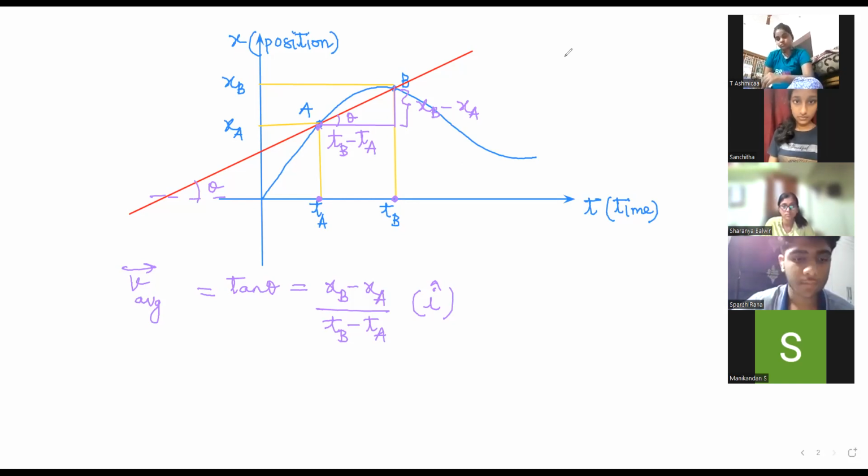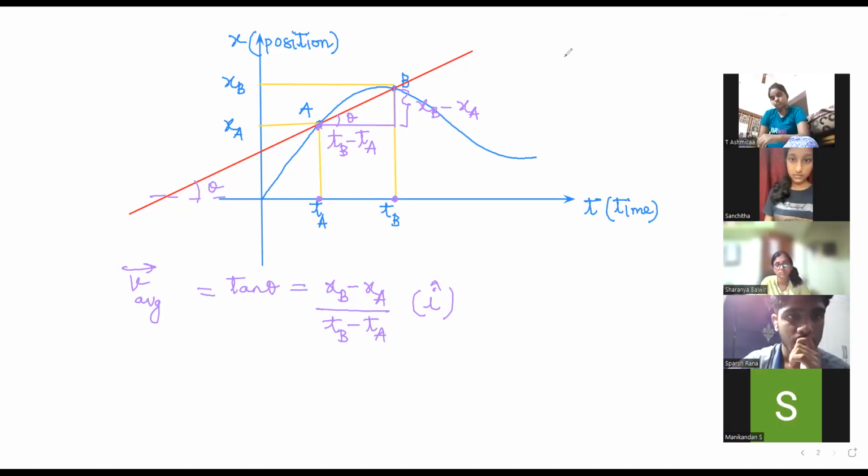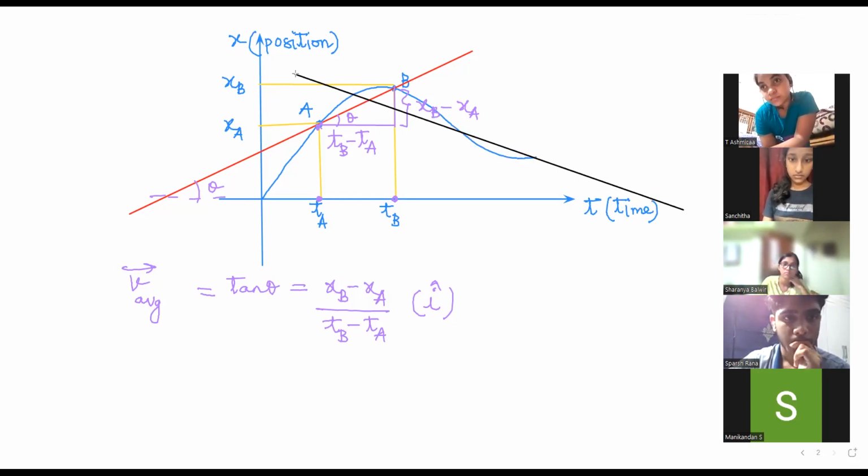Now, my question is to Ashmika. Ashmika, please tell about this curve, this secant. If I ask you what is the average velocity between these 2 points P and Q, is it negative or positive? Negative, sir. Between these 2 intervals, the particle is moving along negative x-axis. Understood? It is very much visible because the slope is negative.